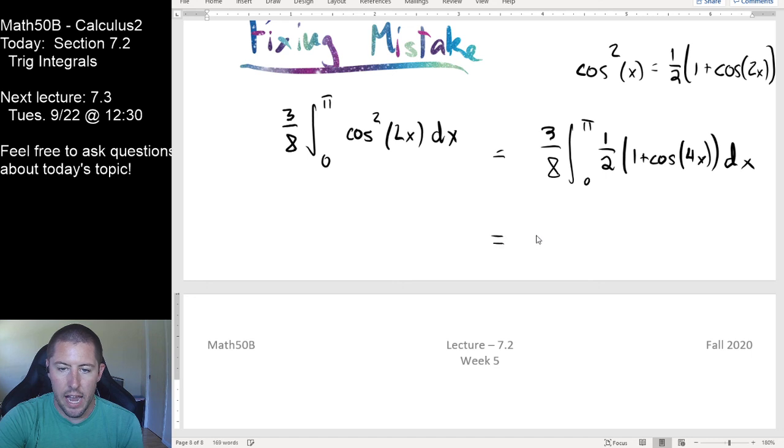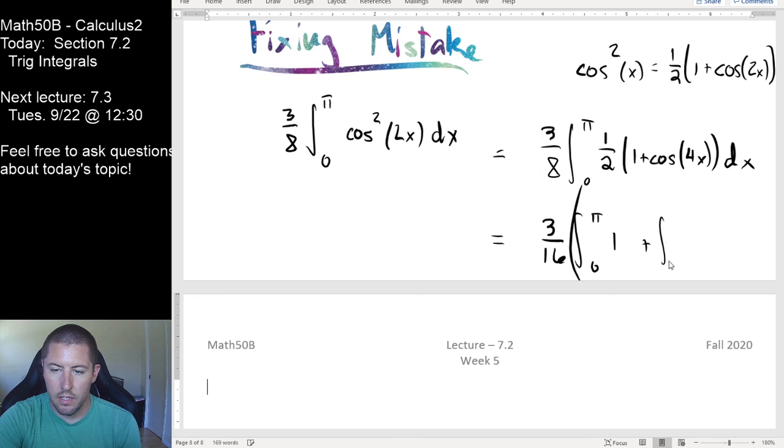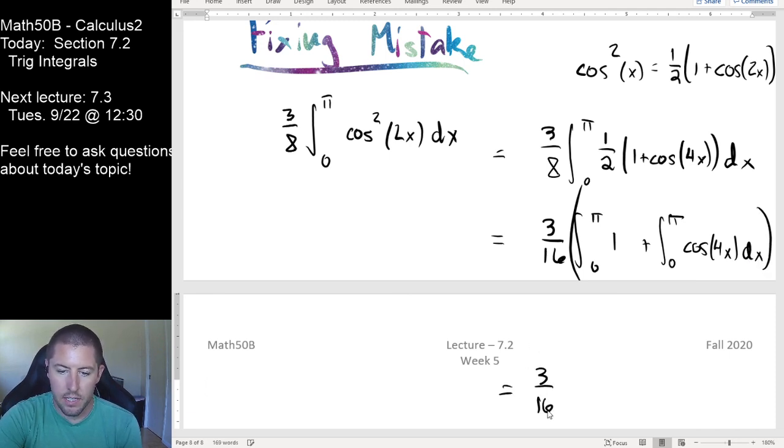So I think that this should actually pan out to be 3/16 times the integral from 0 to pi of 1 plus the integral from 0 to pi of cosine of 4x dx. And we can wrap this up then as 3/16 times pi. We already did that one right there. The integral of 1 dx from 0 to pi is just going to give us pi.